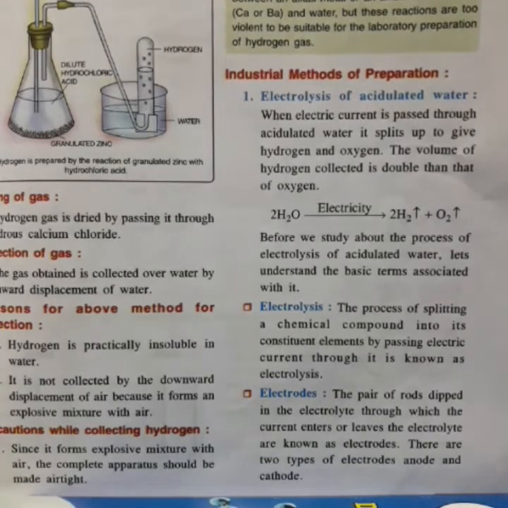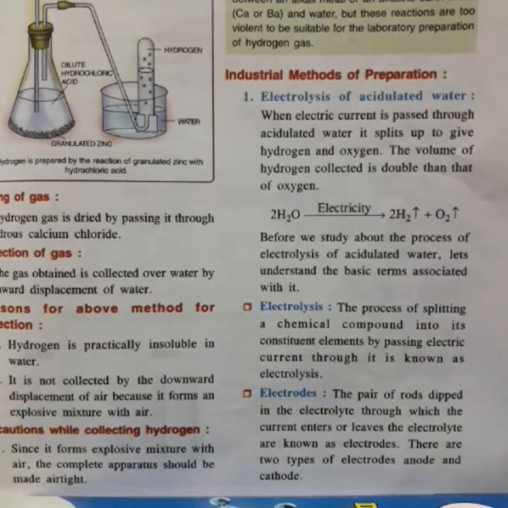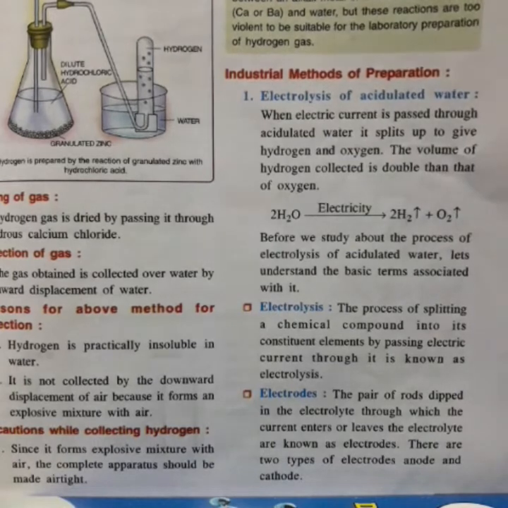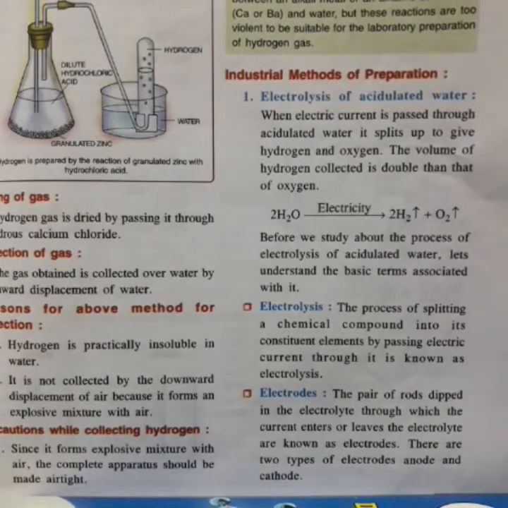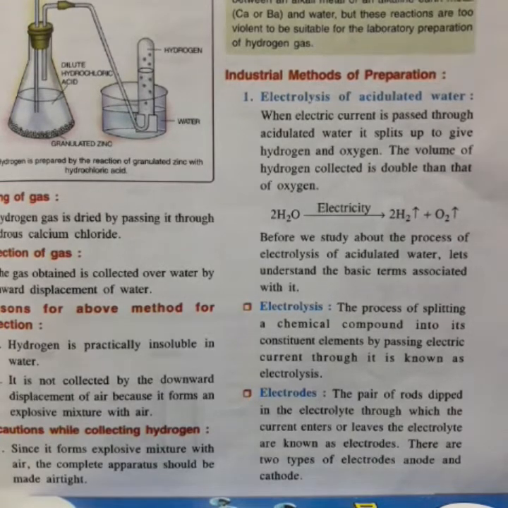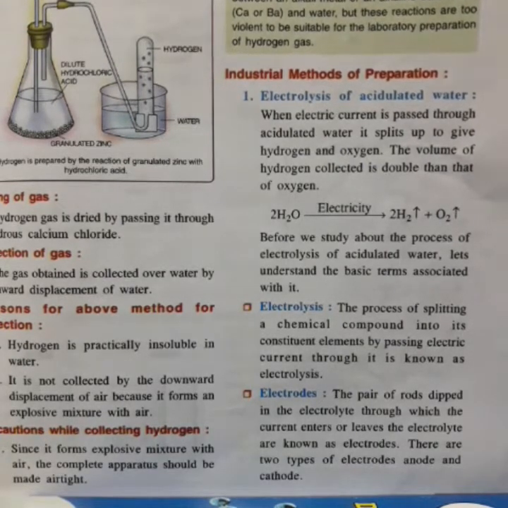Hello everyone. Today we will study about lab preparation of hydrogen. In the lab, hydrogen is prepared by the reaction between active metal and dilute acid. Okay, so let's start lab preparation of hydrogen in detail.